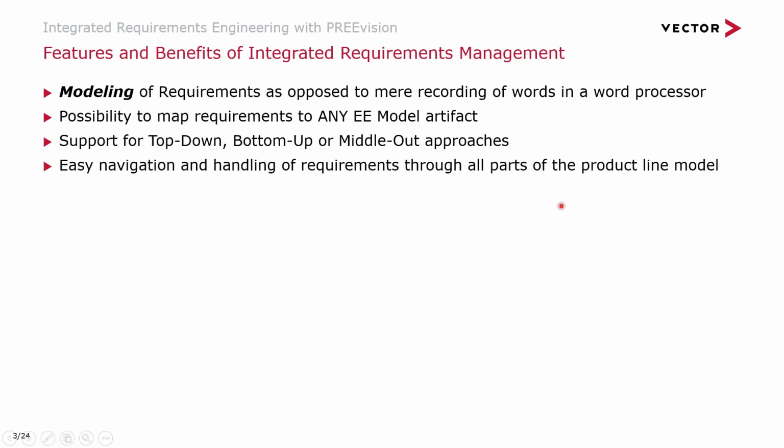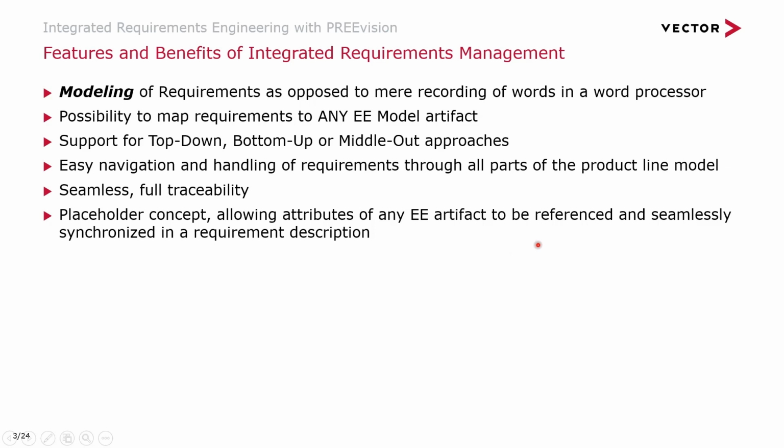We have easy navigation and handling of requirements throughout all of the product line model. So you can reference things throughout the model, you can navigate to them easily and see how those mappings go through the entire chain from a requirement to a logical function to a software component to an ECU all the way down through your model. Seamless full traceability, which almost all of these things that I've been describing so far at some level relate to, is critically important.